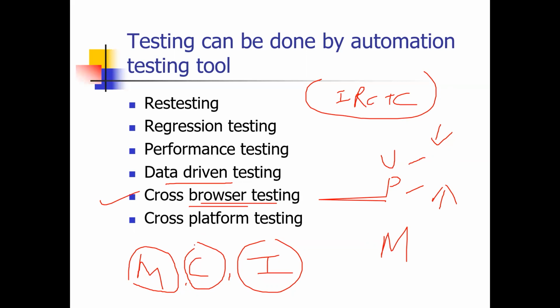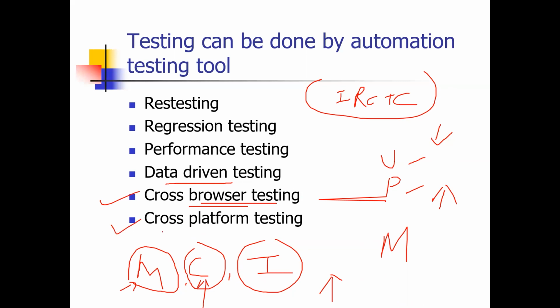It can happen that a particular site is working properly in Chrome but not working in Mozilla. Or the site is working on Internet Explorer but not working properly in Chrome or Mozilla. So that's called cross-browser testing.